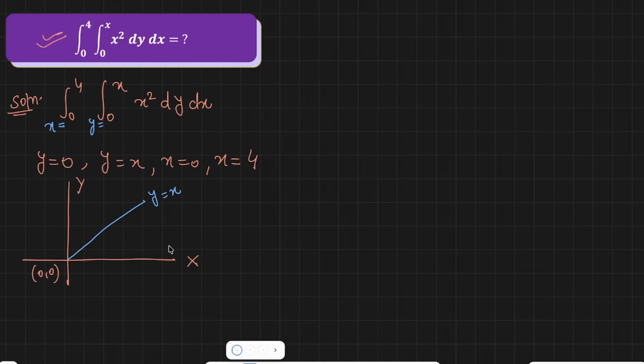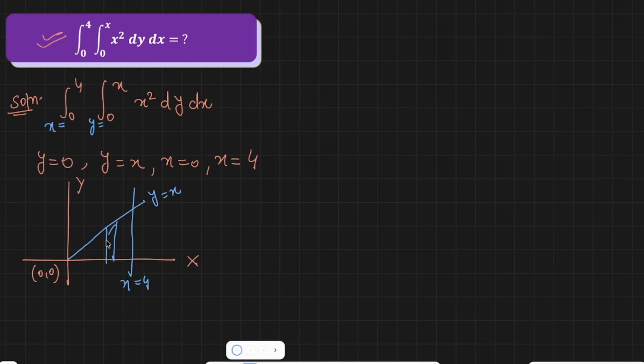So this is your y equals 0, this is your x equals 0. And one more thing, this is x equals 4. So this is your x equals 4. Now you see your y is varying from 0 to this line. So see, this is your strip.